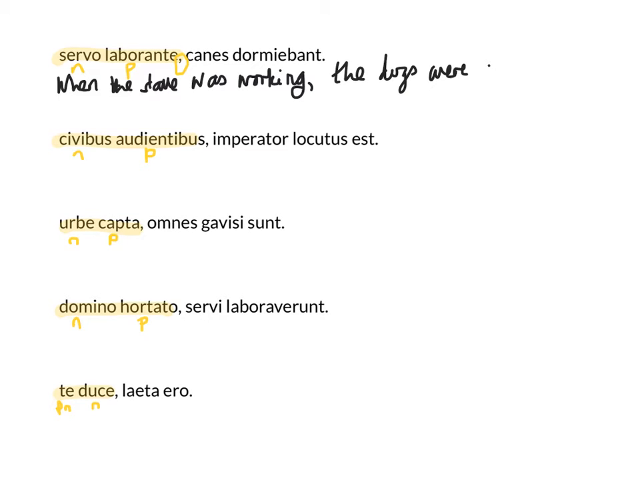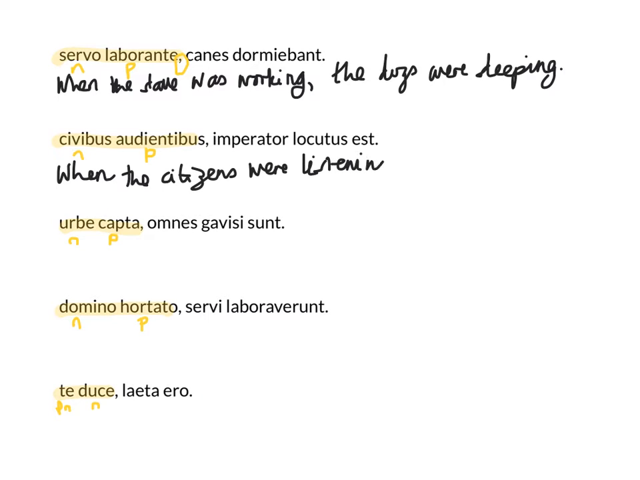Now, let's move on to the next one. And we begin with the citizens, so we'll have when again, but as with the last one, we could say when, while, or as. When the citizens were listening, and then we have the general or the emperor, imperator, you can have either. I'm going to say general. The general spoke.